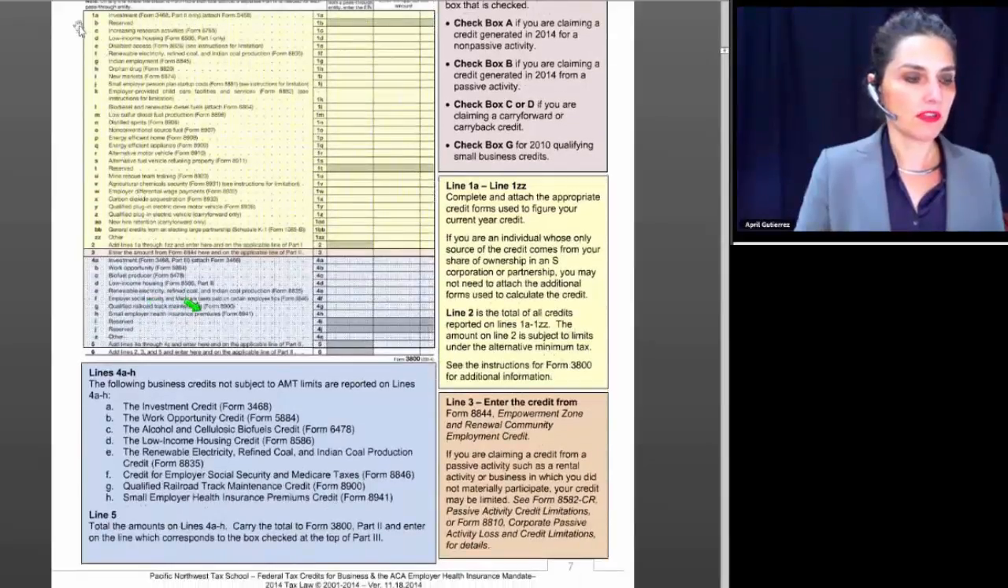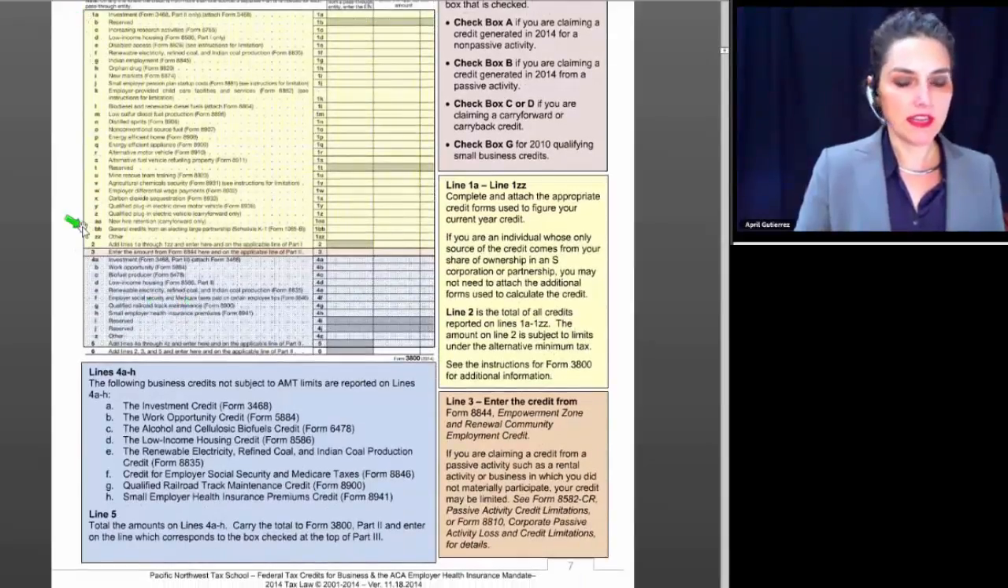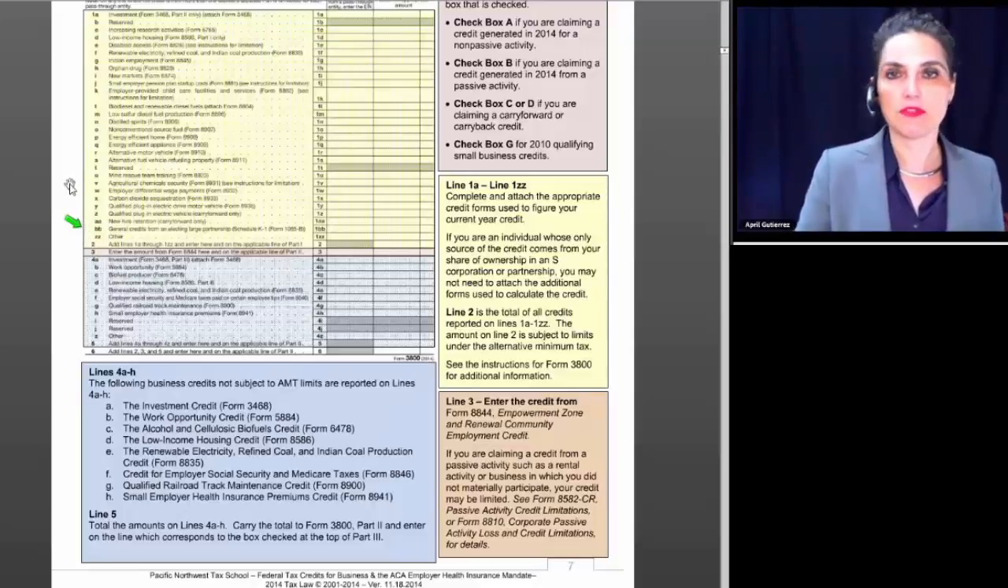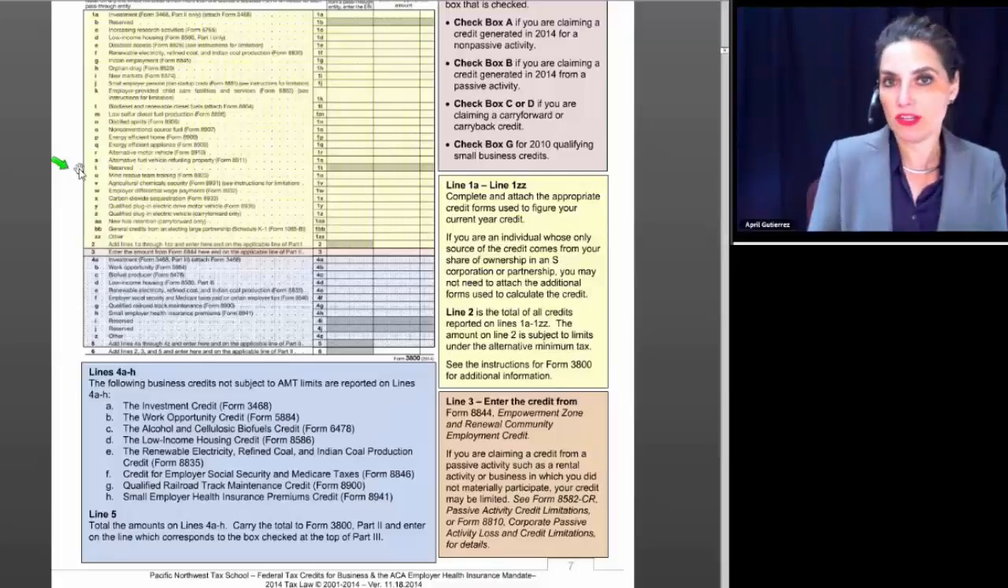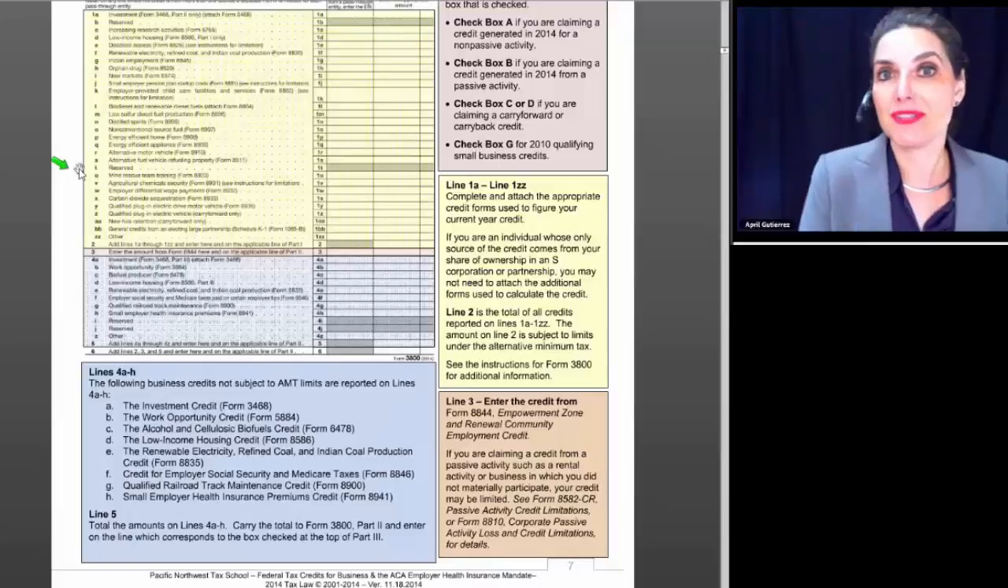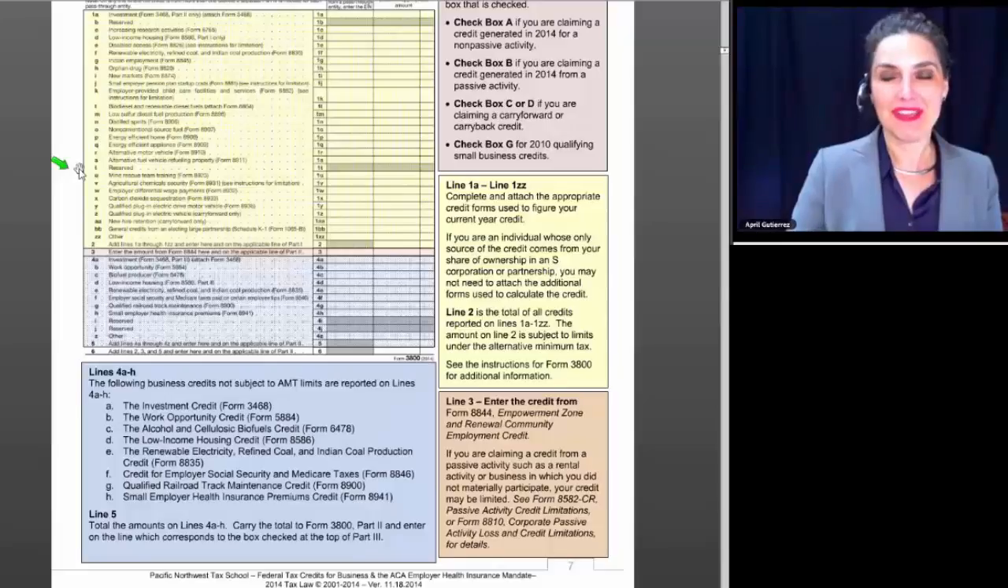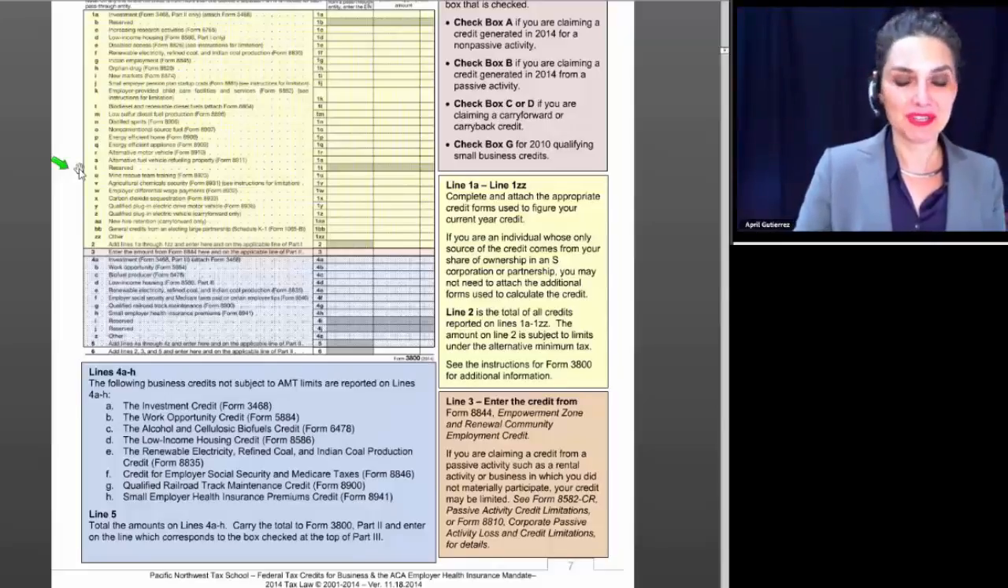So we already talked about line 1a through line 1zz. These are credits that are subjected to the alternative minimum tax. You should complete and attach the appropriate credit form that you use to figure your credit during the current year. If you are an individual whose only source of the credit comes from your share of ownership in an S corporation or partnership, you may not need to attach additional forms used to calculate the credit. It may be possible just to attach 3800 to your form because your K-1 is showing you the credit amount already. But that's not always the case. Sometimes you still have to attach 3800 and the accompanying credit form. It just depends, and the form instructions will, of course, tell you.